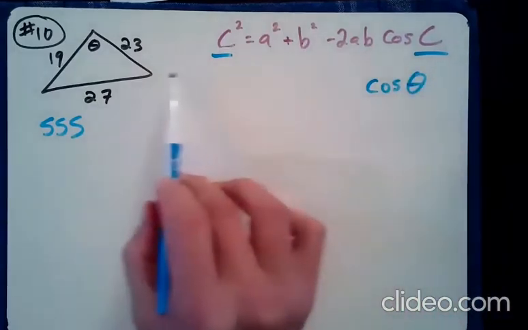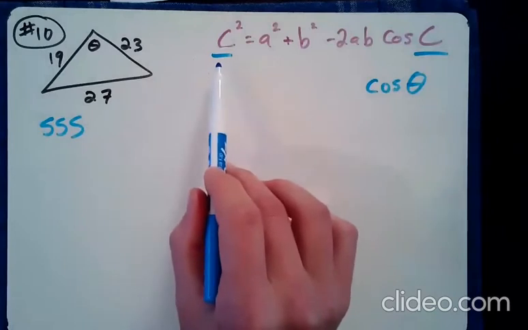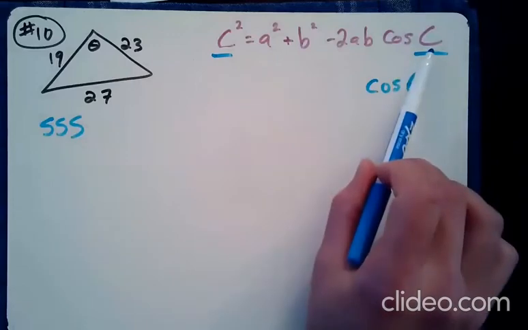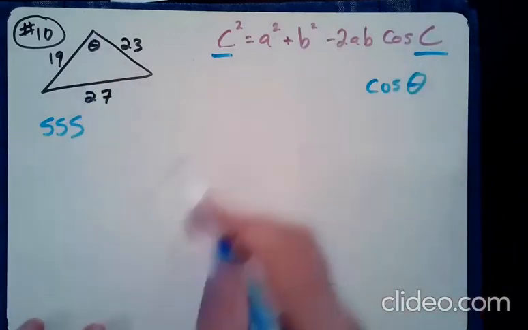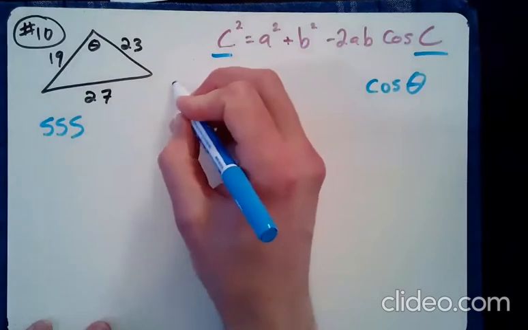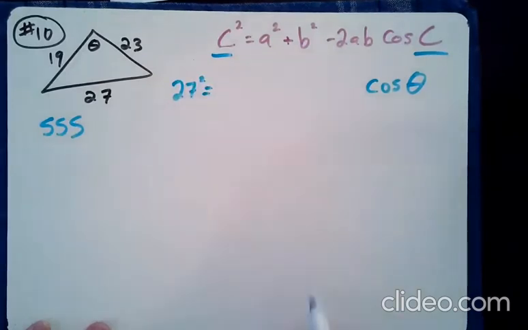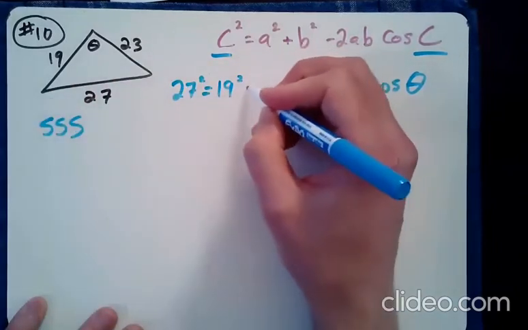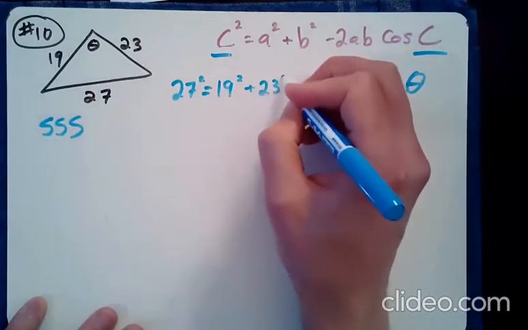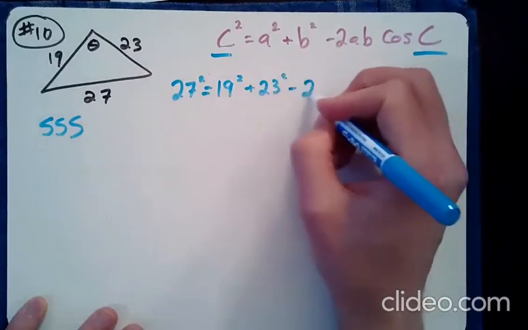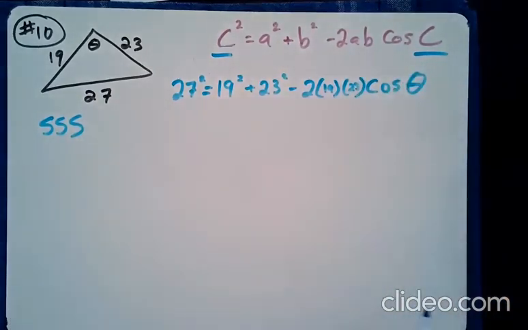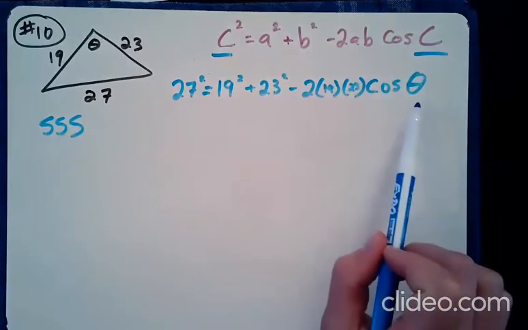Now the rest of it, all I have to do is determine which one's C and what A and B are. C, again, has to be matching that angle, so C has to be 27. So setting up my whole equation, it's 27 squared equals 19 and 23, it doesn't matter which is which, so I'm just going to put them in this order. See if I can fit. Good enough.